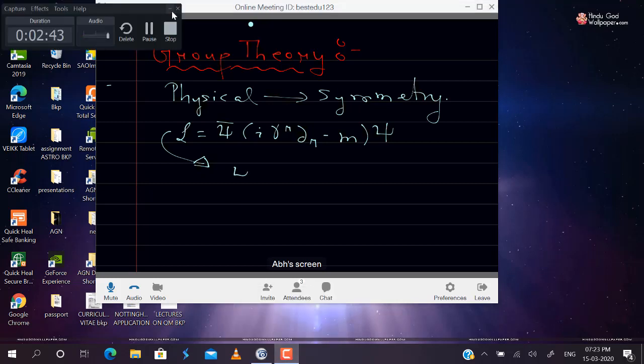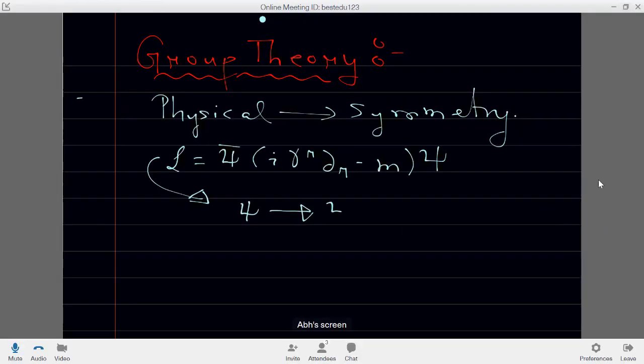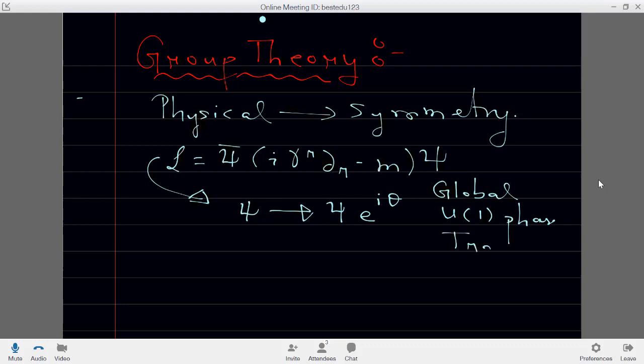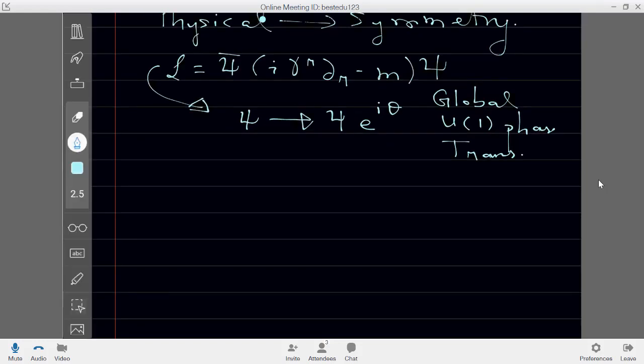If this is my psi, I'll change psi to psi e to the power i theta. Such a transformation has a name. It's called a global U(1) phase transformation. Now I'll explain everything bit by bit, what this means. But let's check that this is correct, a quick check in a different color.